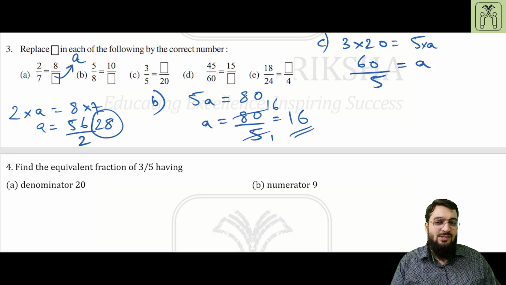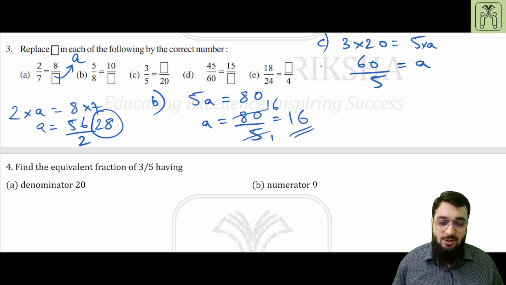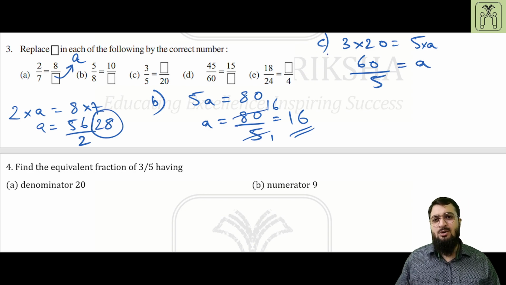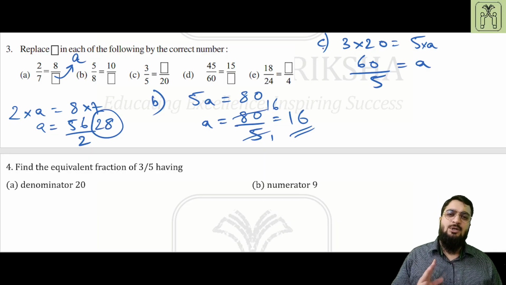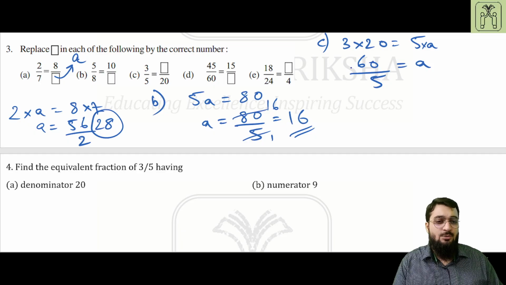I'll give you an example of cross multiplication just after solving this question, so that you can have a much better idea as to how cross multiplication is used. Even though it may not be part of this chapter or this class, it will be a good additional concept to be understood by you. So 60 upon 5 is equal to a.